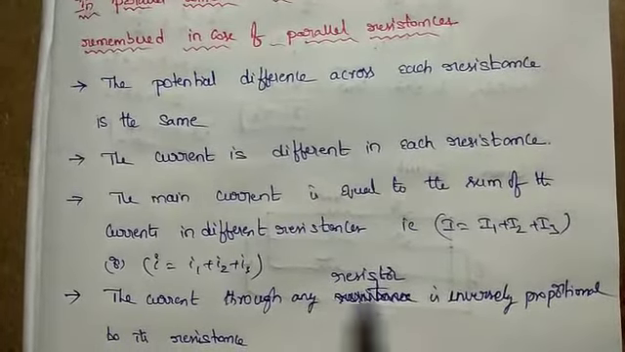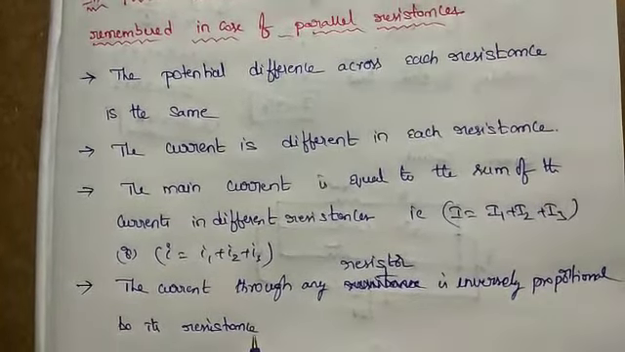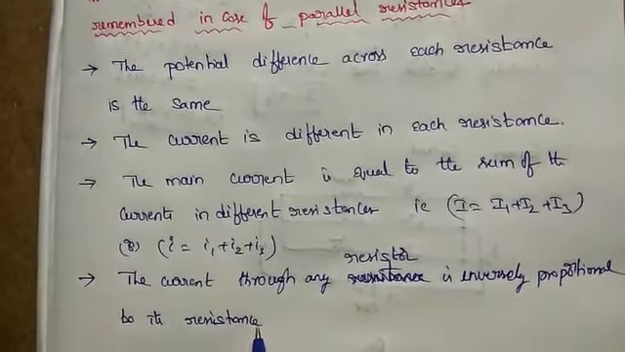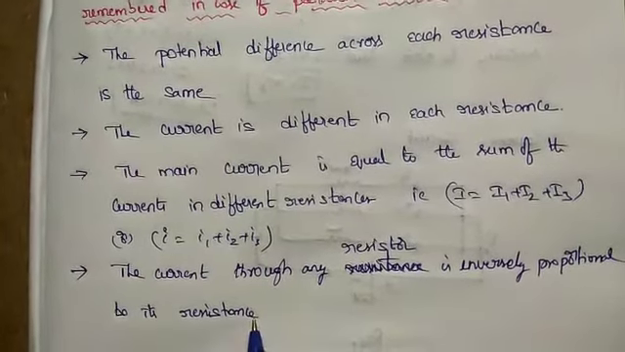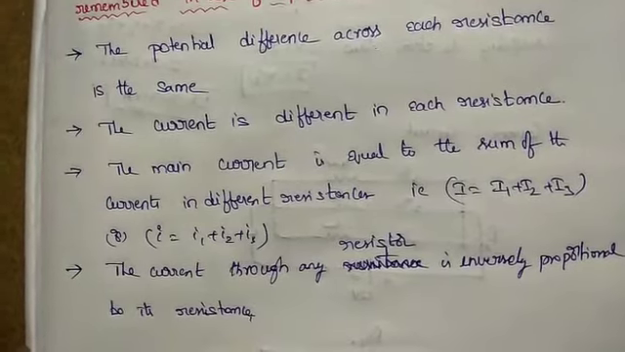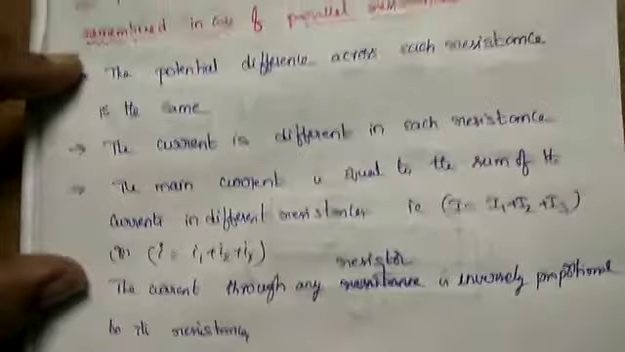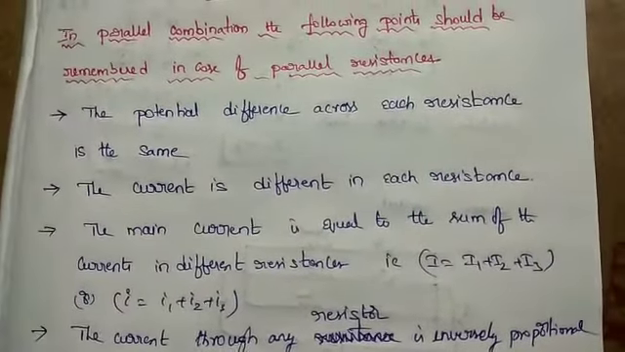The current through any resistor is inversely proportional to the resistance. That means I is proportional to 1 by R, since V is equal to IR. These are the main important things we have to use in the parallel combination of circuits.